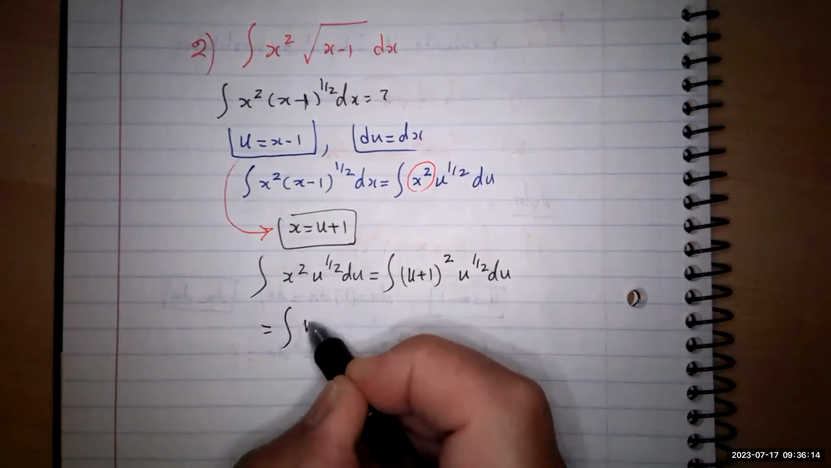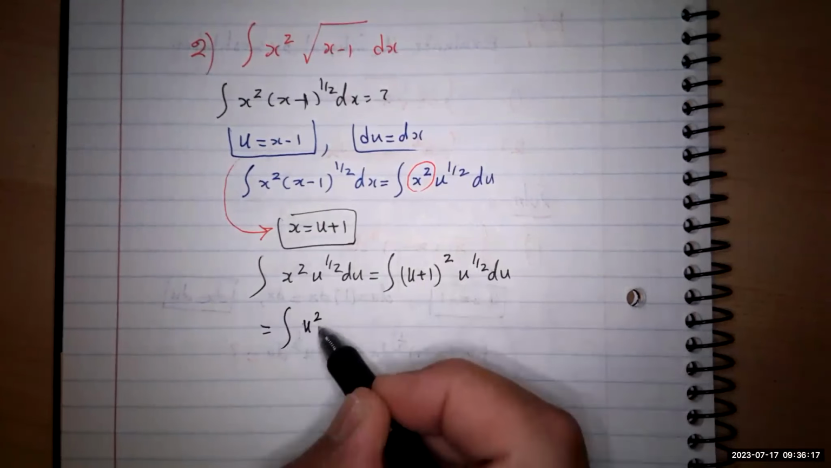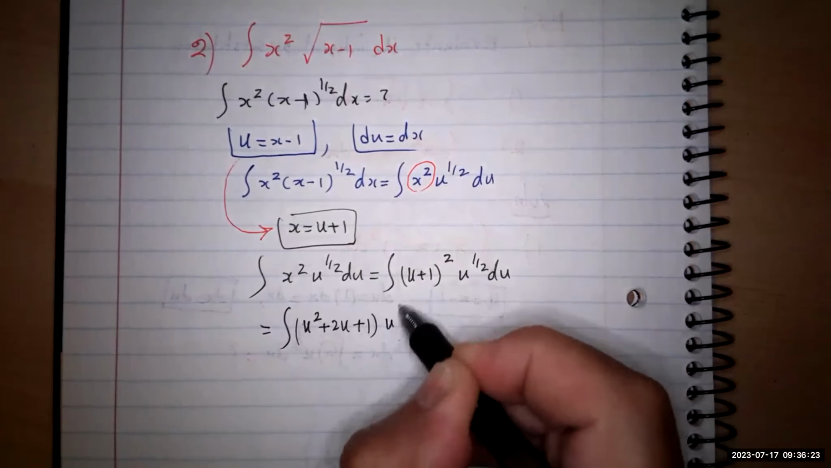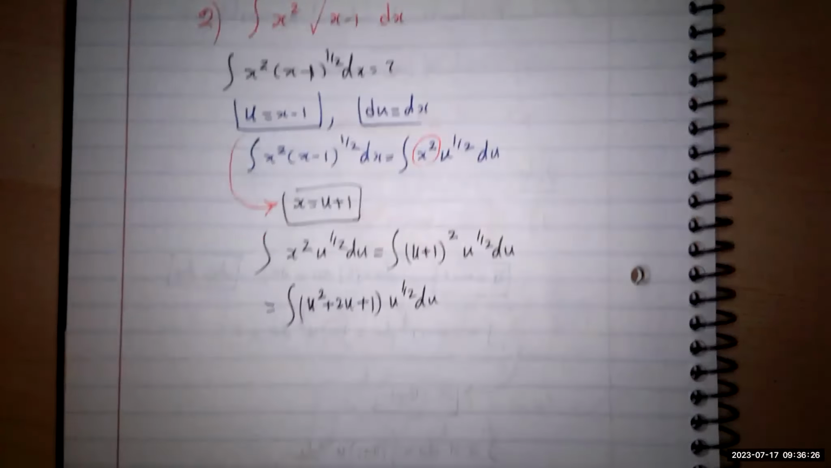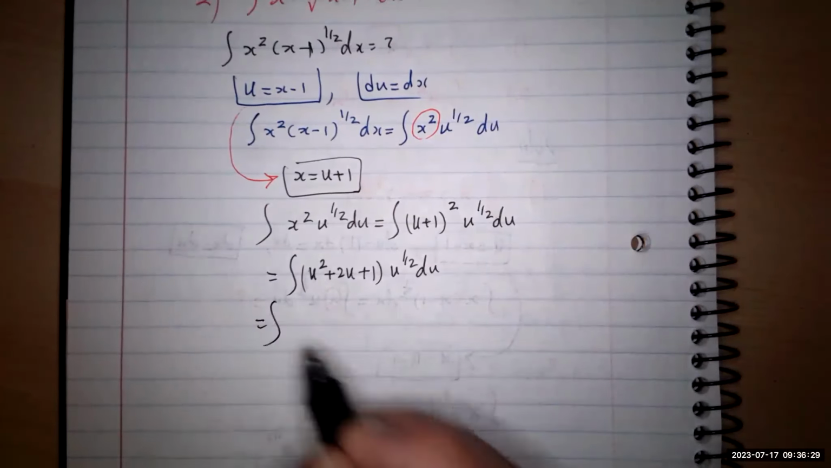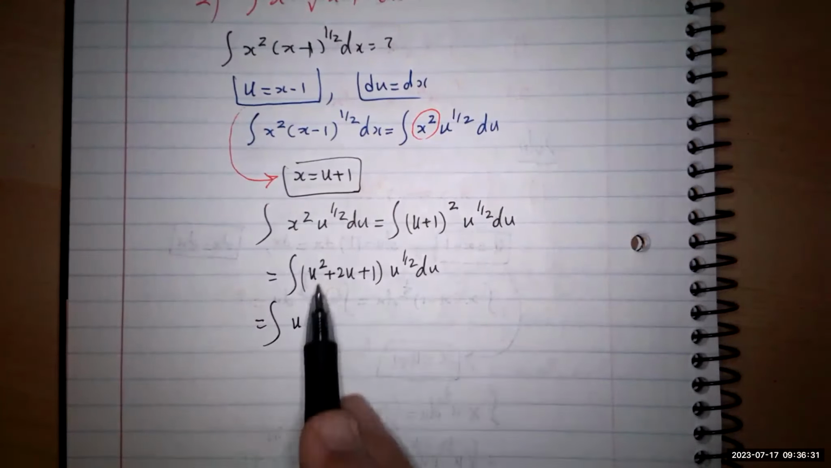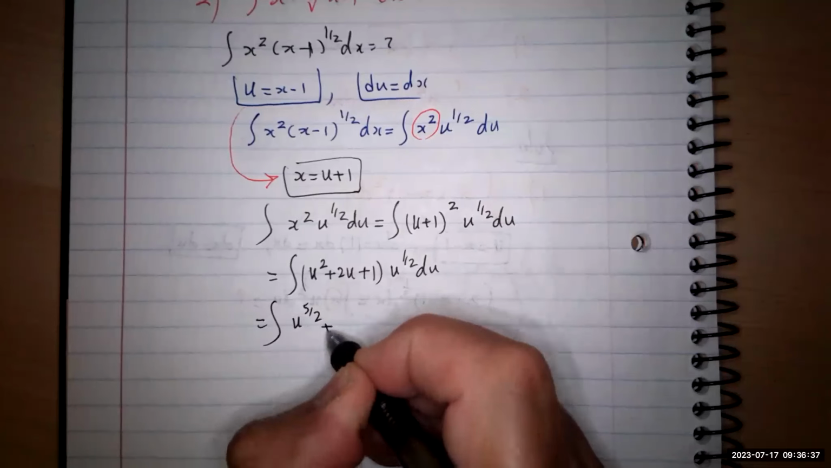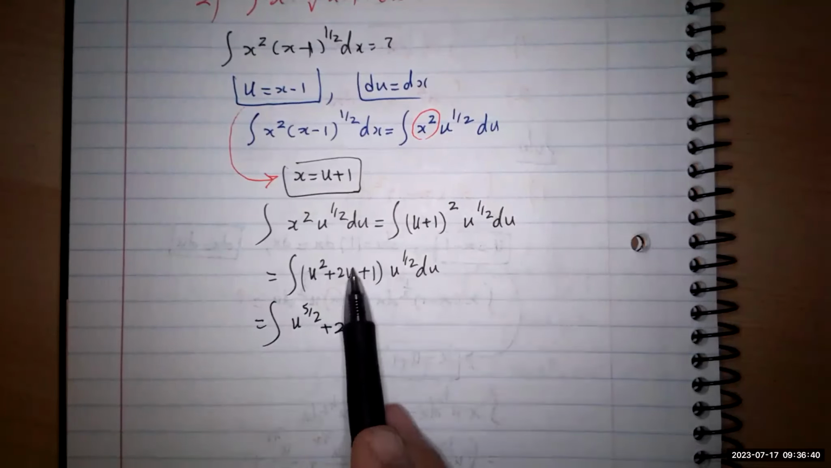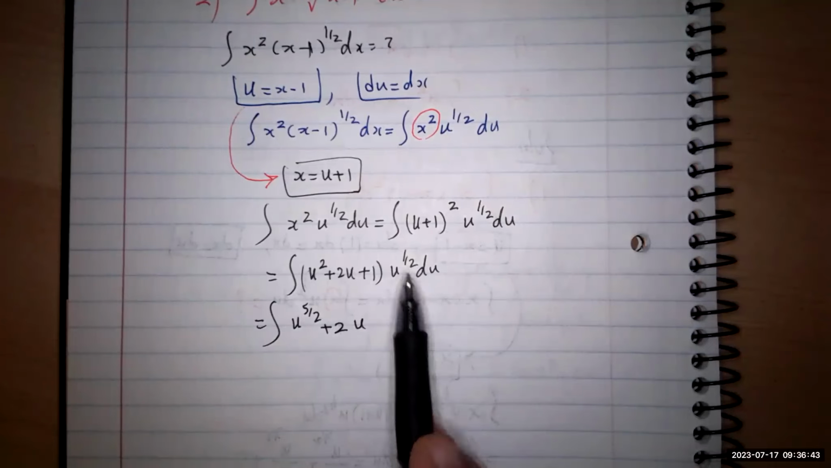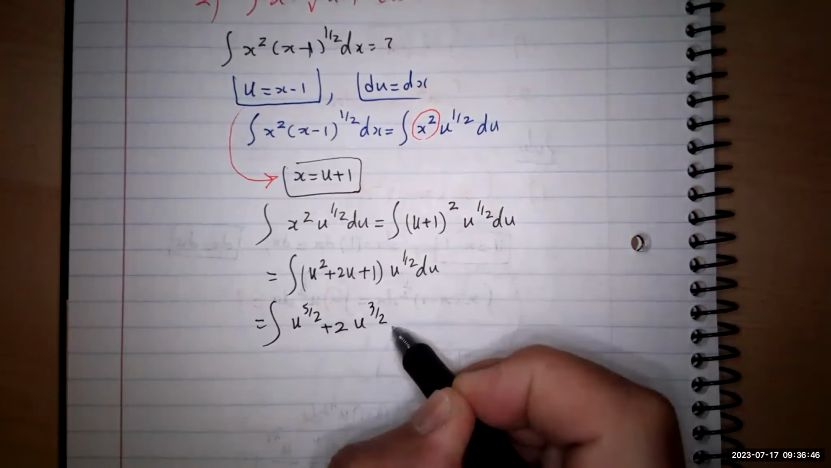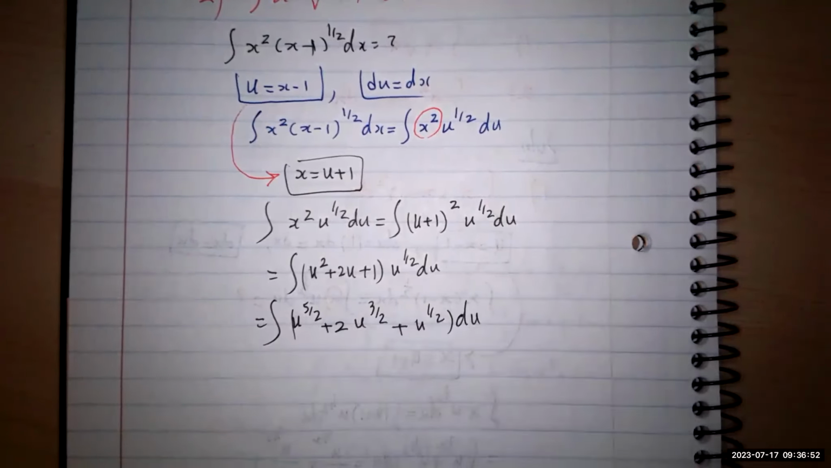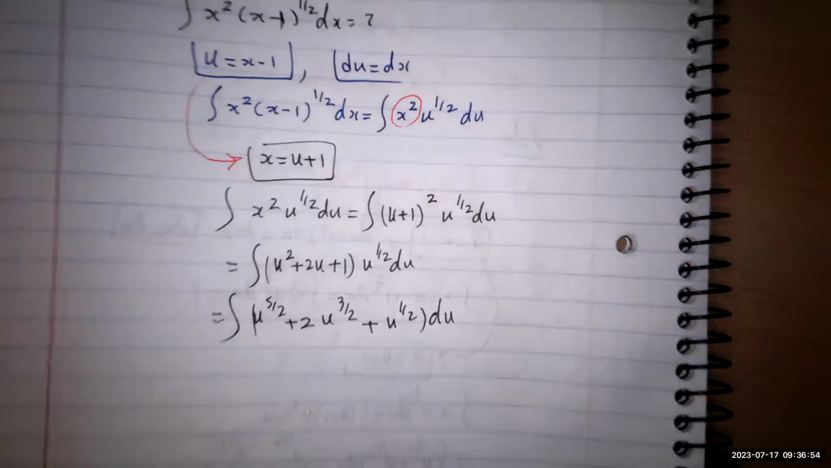So it's going to be u squared, twice the first times the second, plus 2u, plus 1, times u to the half du. So multiply the u inside and integrate it. So it's going to be u to the 2 plus half, which is 5 halves, plus 2u to the power 1 plus 1.5, or just 3 halves, plus u to the 1 half du. See, it's the same thing, but you get more to practice. Question.